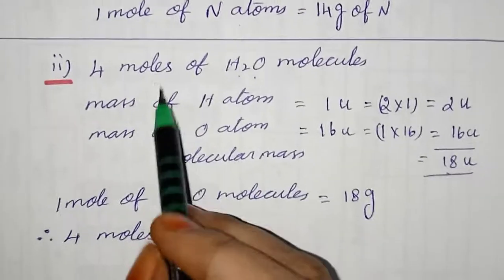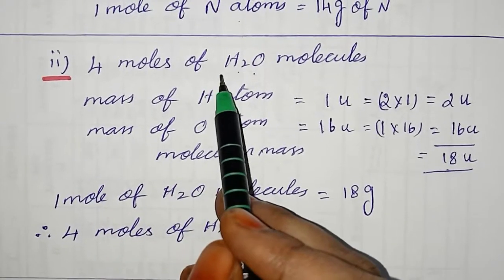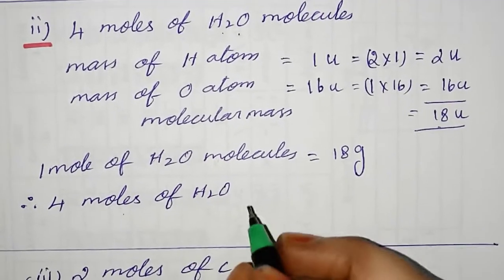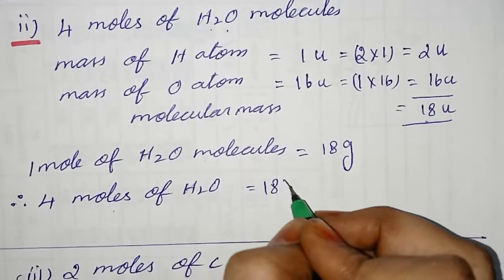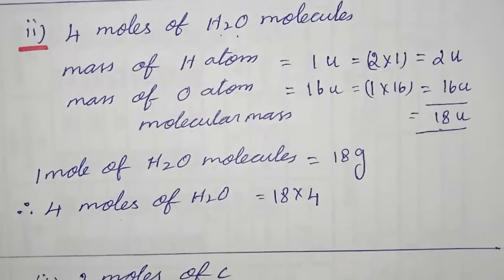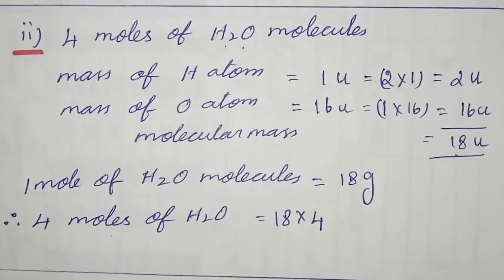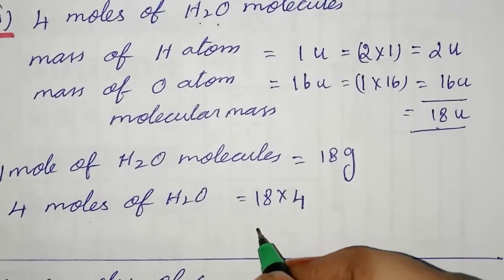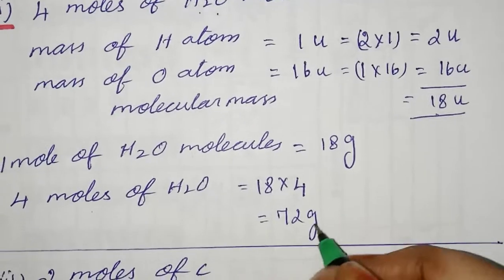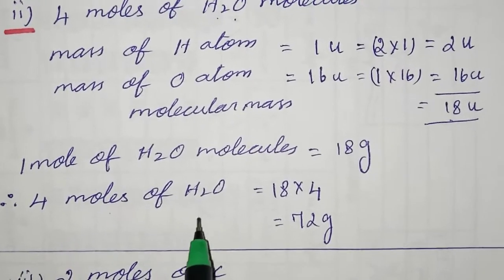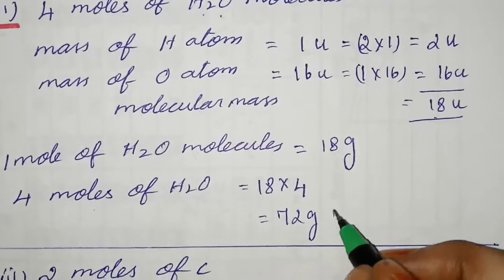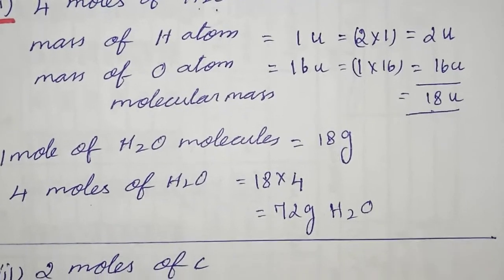But the question asked the mass of 4 moles. So therefore for 4 moles, 18 into 4, that is 72 grams. So 4 moles of H2O contain 72 grams of water molecule.